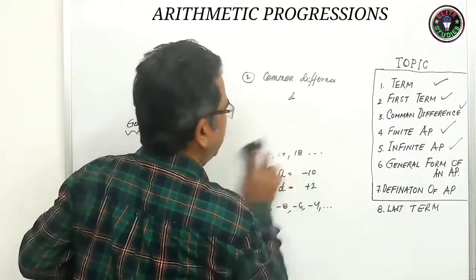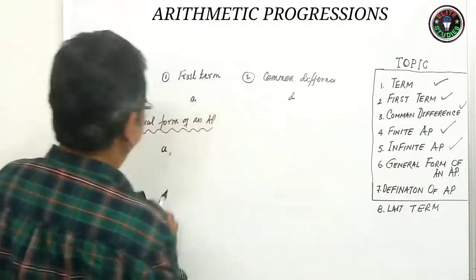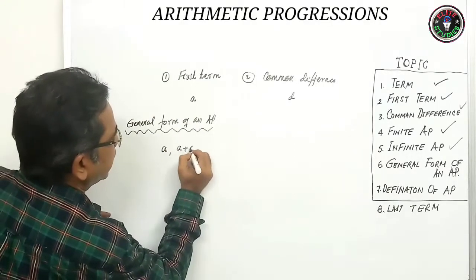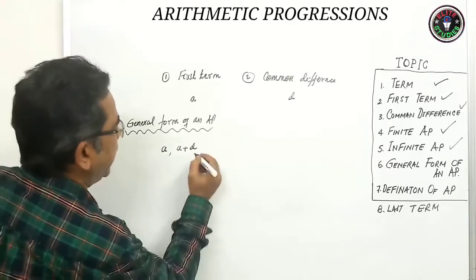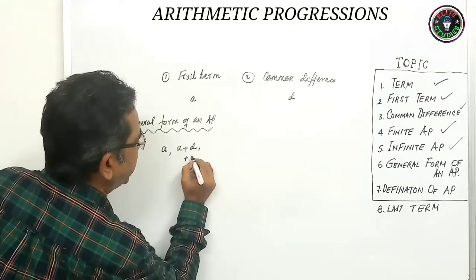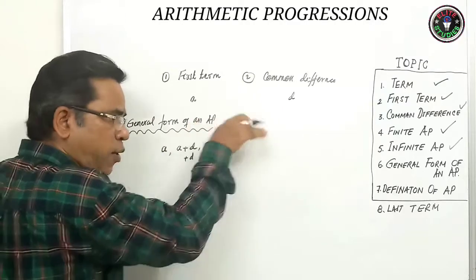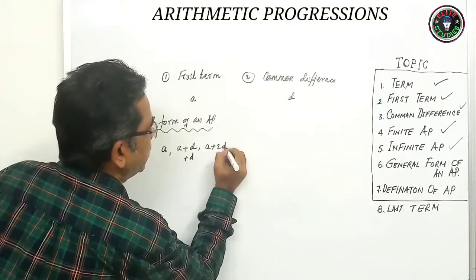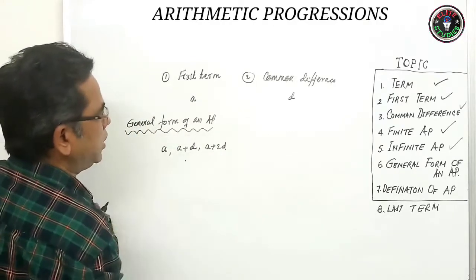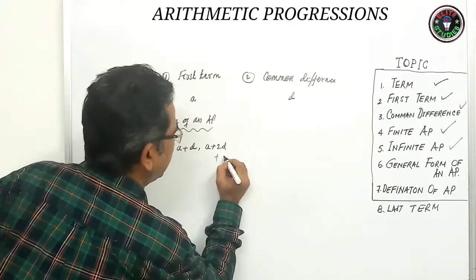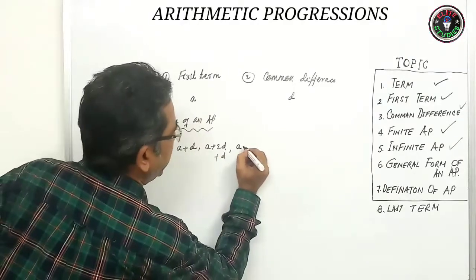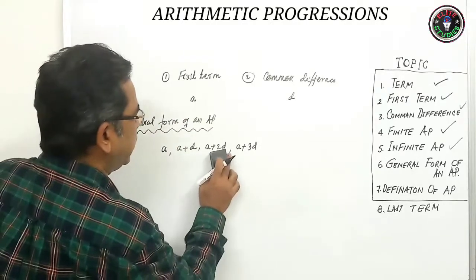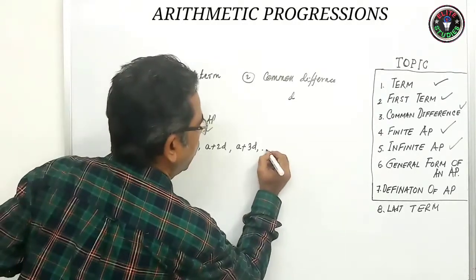So in general, what can we write? We write a. Now you add d to it, you get a plus d. Again, to this second term you have to add d, to every term you add the common difference. So it will be a plus 2d. You got the third term. Now again you add d, so you will get a plus 3d. Like this it will go on.